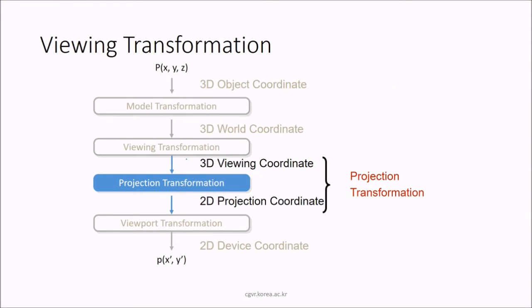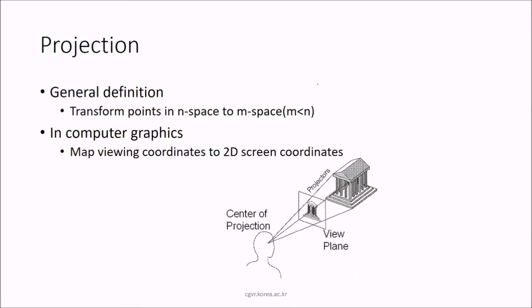So after this viewing transformation, now we come to the projection transformation. These are the projection transformation from 3D viewing coordinate. Now we have converted world coordinate to the viewing coordinate. Now we want to come to the 2D projection coordinate. So what is the projection? Projection is 3D to 2D in simple terms.